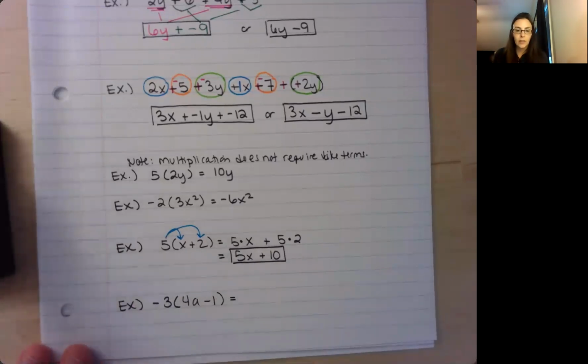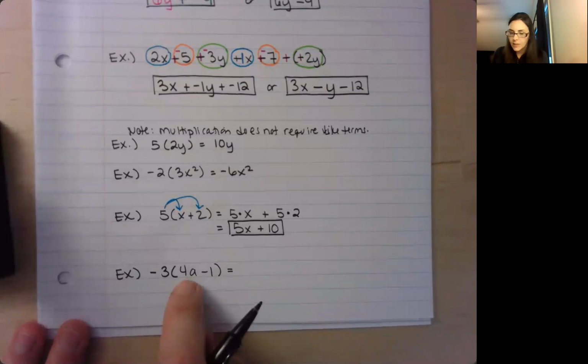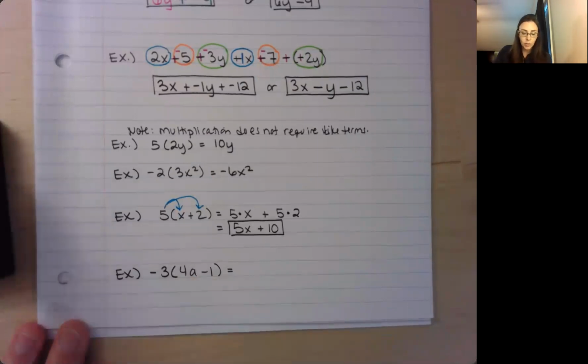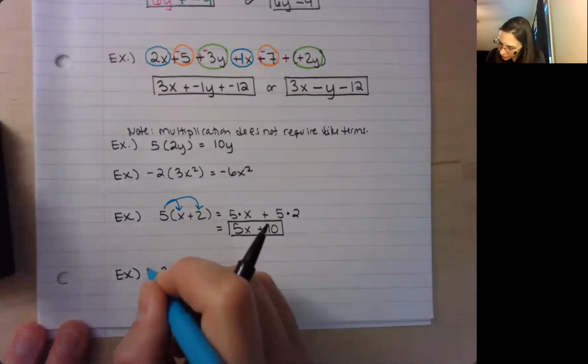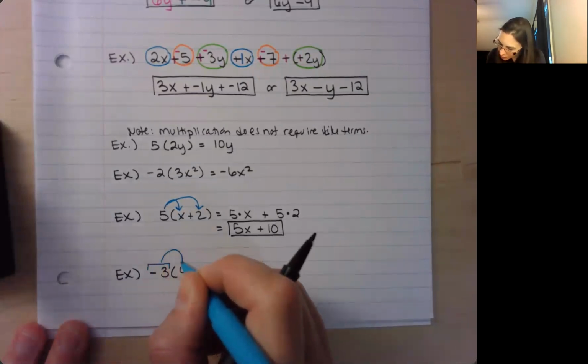All right, let's do another example. Again, inside the parentheses, I have unlike terms, so I can't add or subtract. I have to use the distributive property. You do want to be careful here. I have a negative 3, so the negative 3 is going to get distributed.